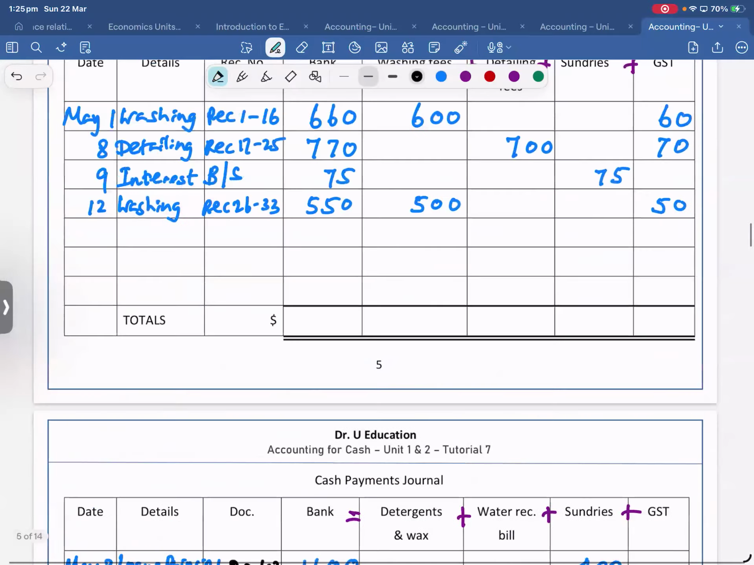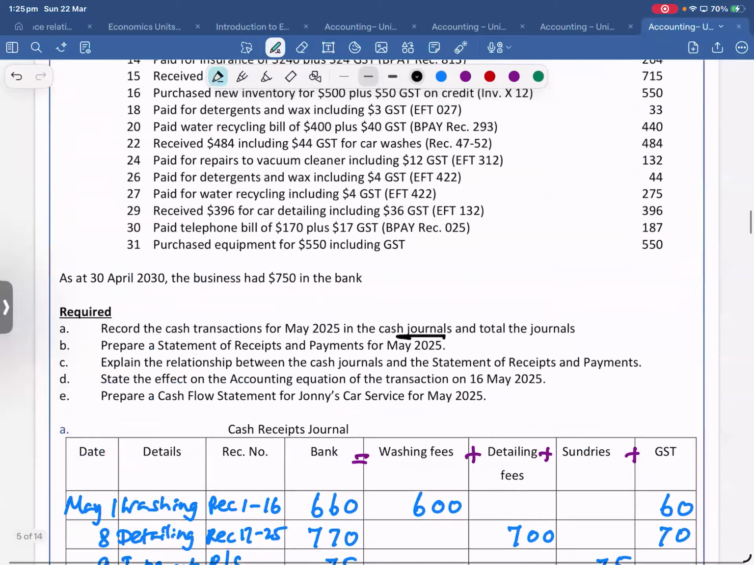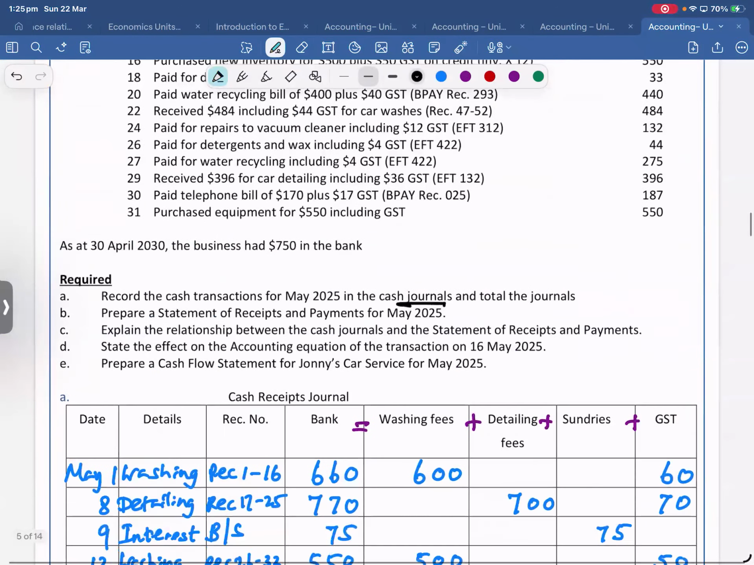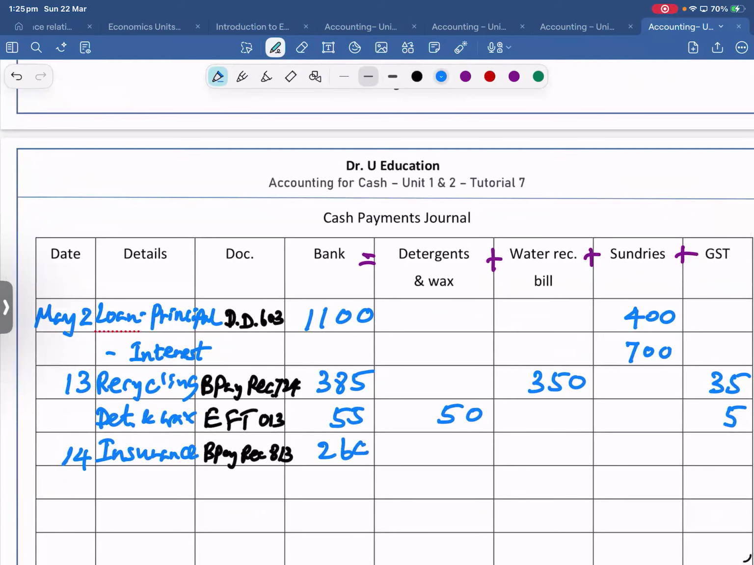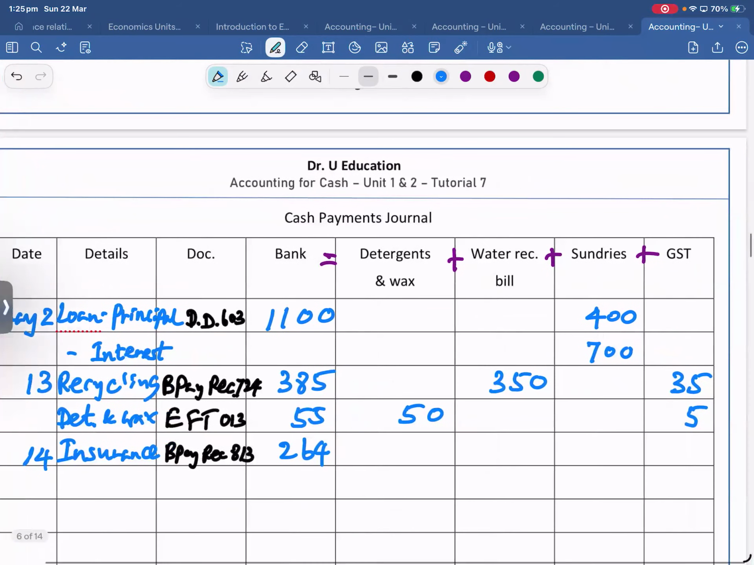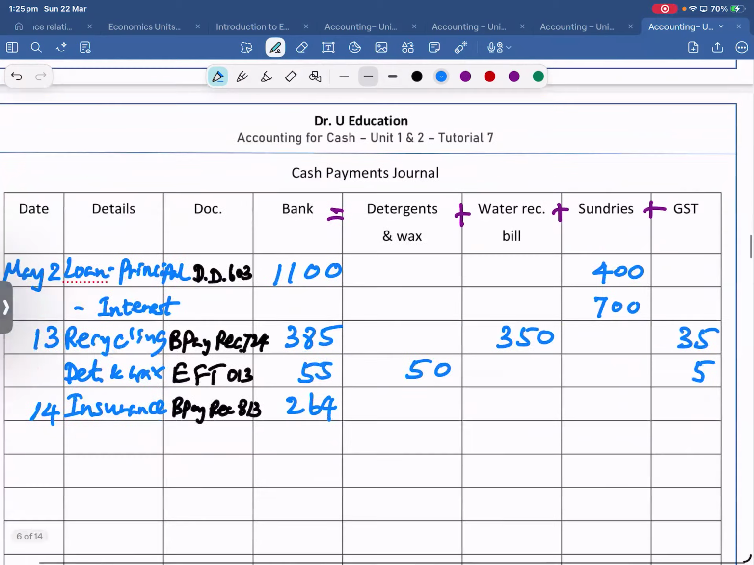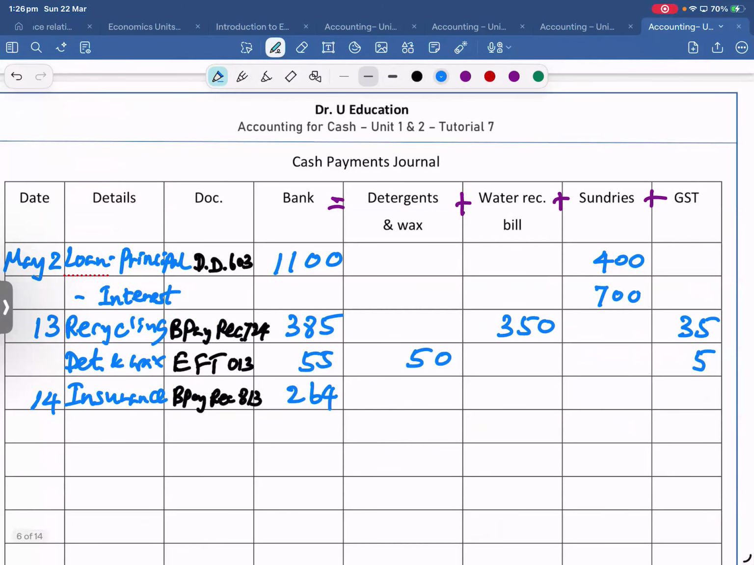And then how much is it? 240. And then 264 together. 240 plus 24. Right. Then insurance. Where do you think we record it? Sundries, yes. 240 and 24.